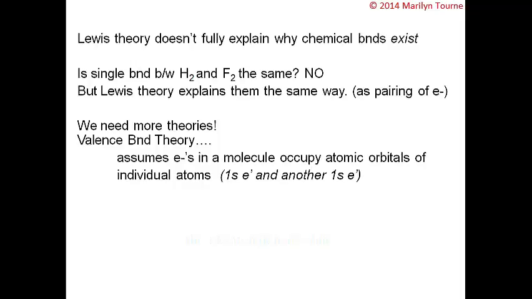For example, the Lewis theory describes a single bond between two hydrogen atoms, H-H, and two fluorine atoms, F-F, as exactly the same: the pairing of two electrons. Yet these two molecules have very different bond enthalpies and bond lengths. So the single bonds in these two different molecules are not exactly the same. What does that mean? That means we need more theories. So that's when we came up with the valence bond theory, which assumes that electrons in a molecule occupy atomic orbitals of the individual atoms.